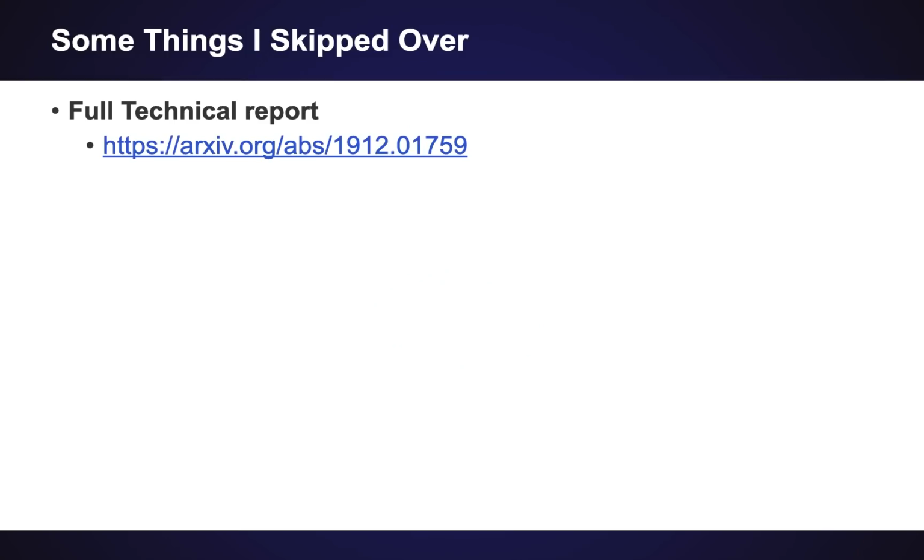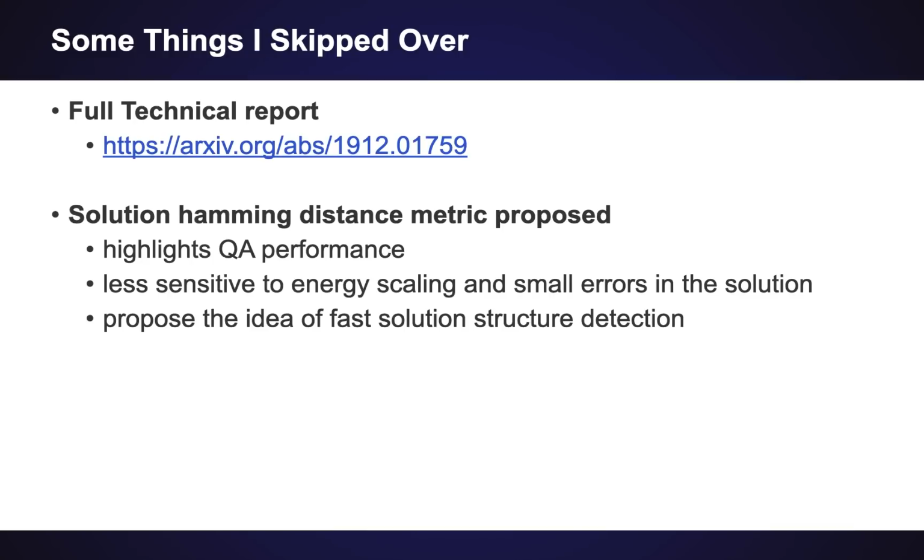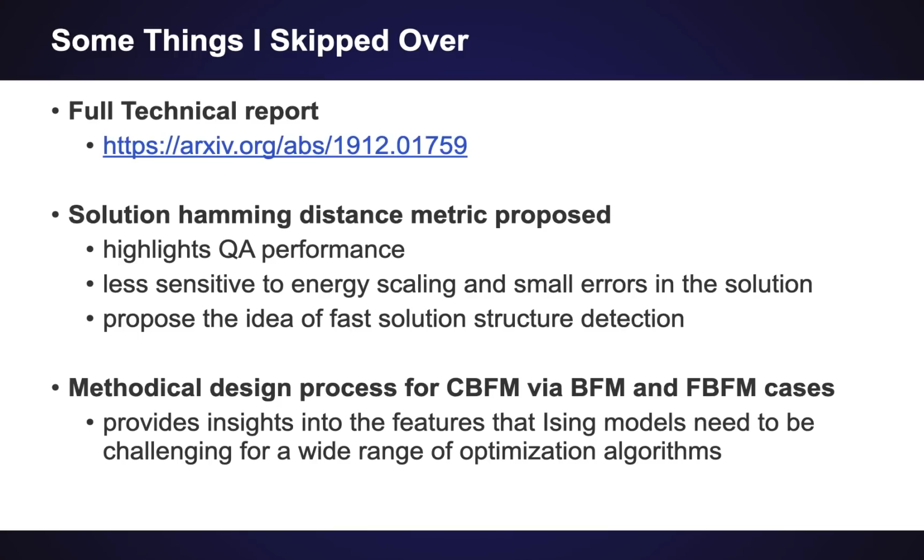That's the core results of the talk. Everything I've shown you here today is in a technical report on arXiv called The Potential of Quantum Annealing for Rapid Solution Structure Identification. And I skipped over a lot of additional interesting things that are in that paper. For example, that paper proposes Hamming distance as a novel metric that can be used to highlight the performance of quantum annealing. It really is less sensitive to energy scaling and small errors in the solution. And this is why we called that paper fast solution structure identification, because it kind of mitigates some of the problems with measuring energy as a metric.